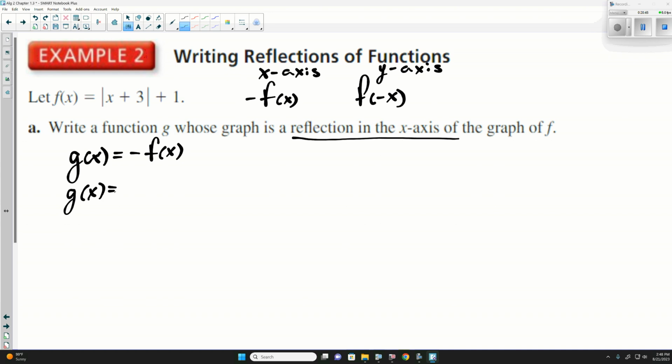So we still have f of x, yes? We just put a negative in front, which means we're going to replace f of x with its function, just have a negative out front. So we'll still have the absolute value of x plus 3 plus 1. Negative parentheses, absolute value of x plus 3 plus 1. Well, the next thing we need to do is distribute the negative.